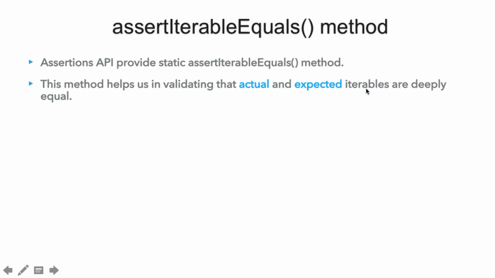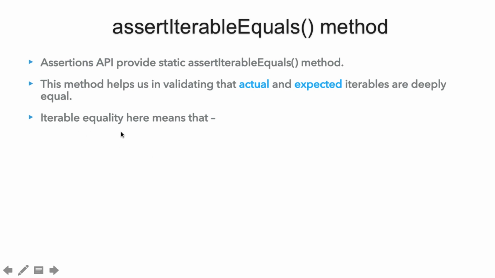So friends, what do we mean by iterable? In Java, Iterable is an interface which is implemented by various collections. Some of the classes are List, Set, and many more. Whichever class implements this Iterable interface has a mechanism for iterating its elements one by one. So the assertIterableEquals method takes an actual and an expected iterable and validates whether they are deeply equal or not.